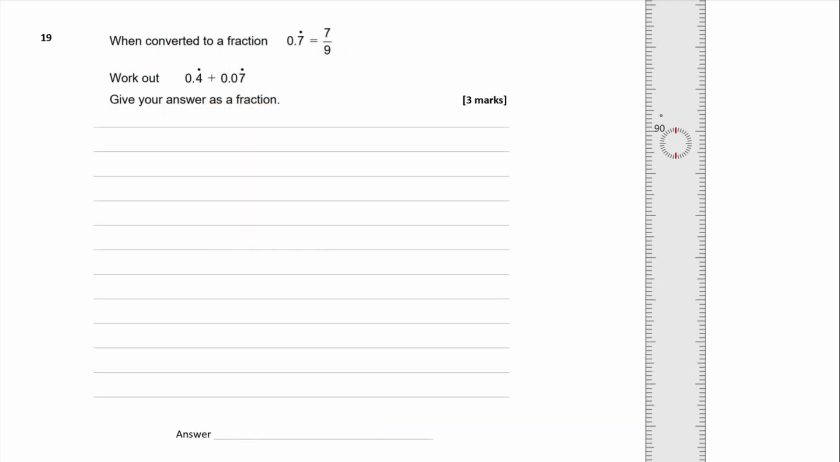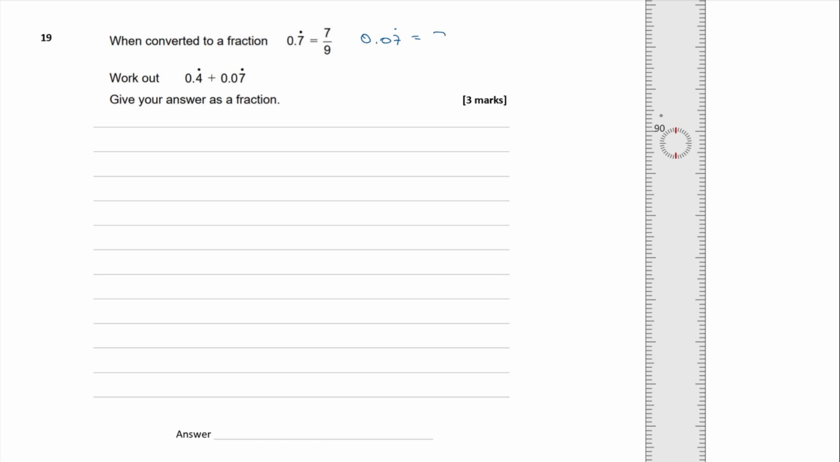Question 19. When converted to a fraction, 0.7 recurring equals 7/9. Work out 0.4 recurring plus 0.07 recurring. Give your answer as a fraction. Well, I guess if I know that 0.7 recurring is 7/9, then what would 0.07 recurring be? That's 10 times smaller than what I've got there.